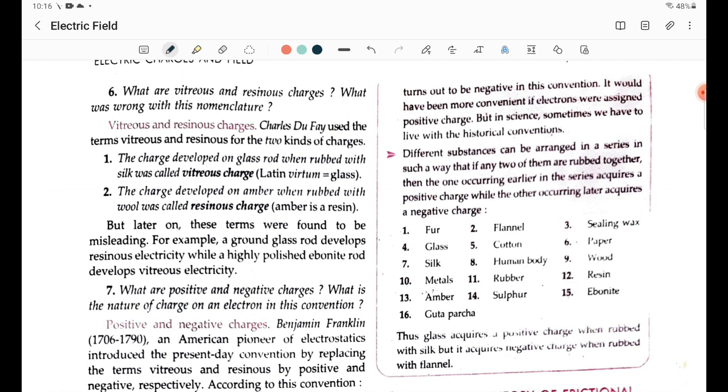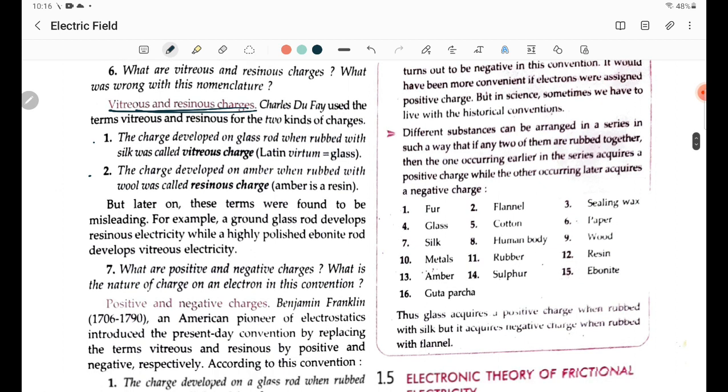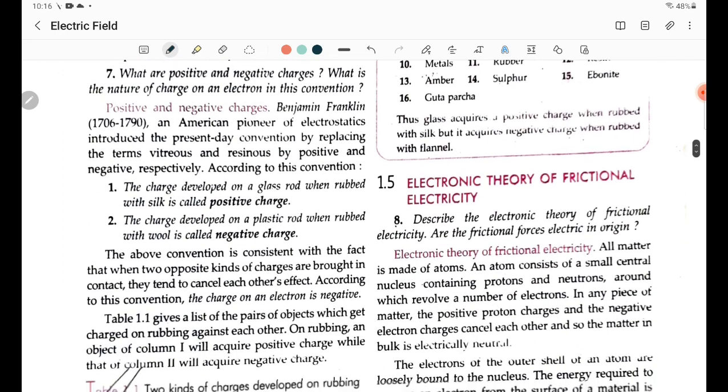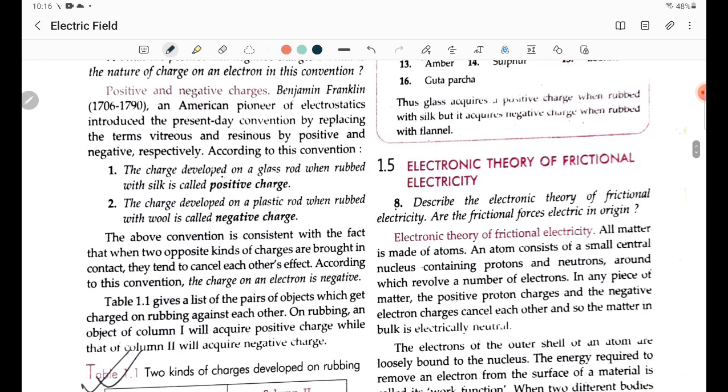Now what is vitreous? These are old concepts, very simple things you will study by yourself. The charge developed on a glass rod when rubbed with silk is the vitreous charge. And when the charge is developed on amber when rubbed with wool, it is the resinous charge. When you rub a silk cloth on a glass rod, this glass rod will get positive charge. When you rub the plastic rod with the silk cloth or wool, it will get negative charge.